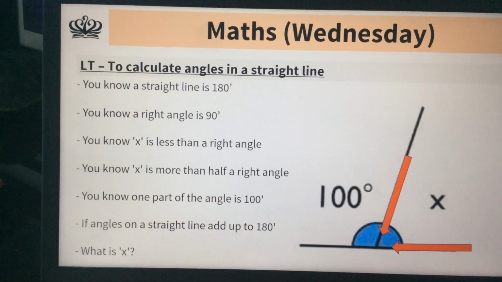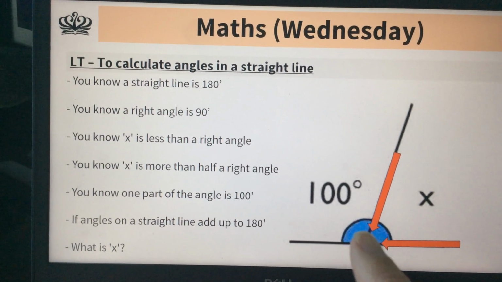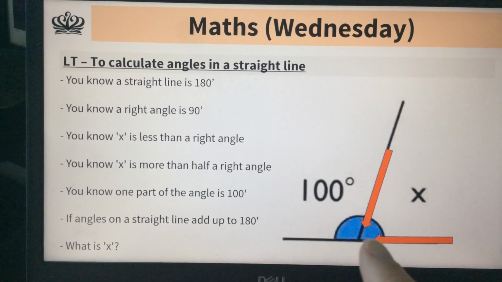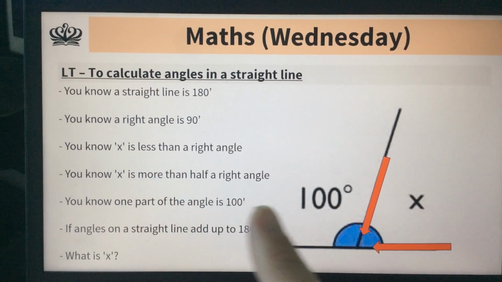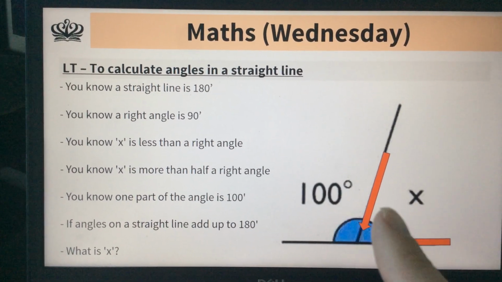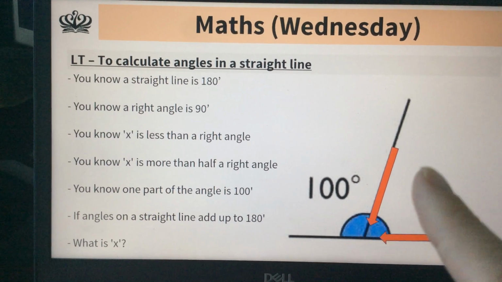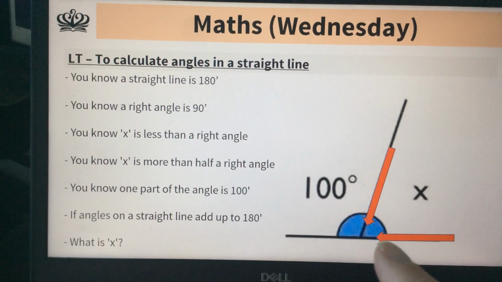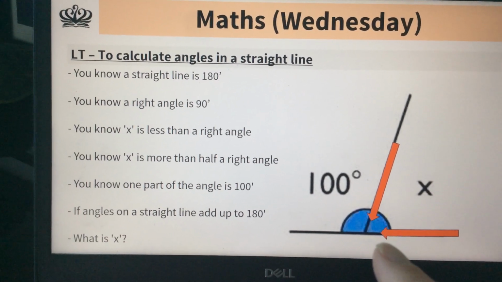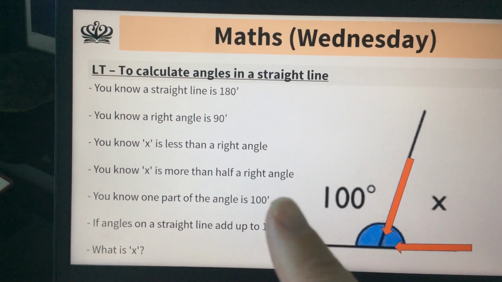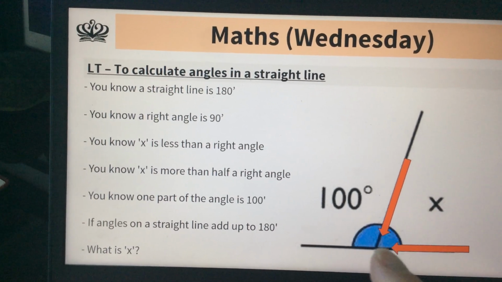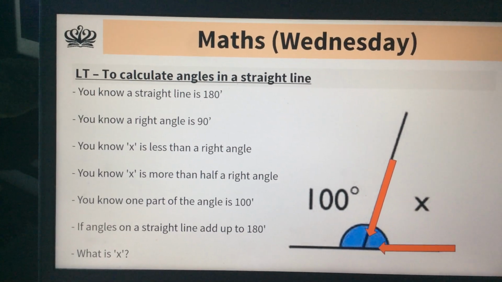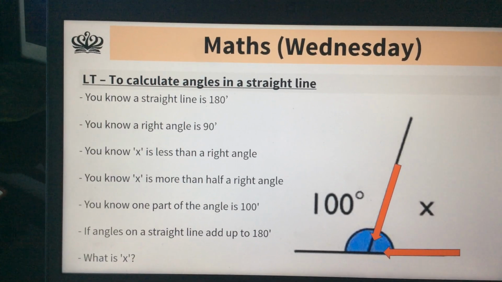You know that a straight line is 180 degrees, so the whole of that blue angle would add up to be 180 degrees. The whole of that semicircle there is 180 degrees. You know that if you had a right angle, that would be 90. So when you're looking at this, you should be able to see that the size of x is less than 90 degrees. It's less than a right angle. But you can also see that x is bigger than half a right angle, which would be 45 degrees.